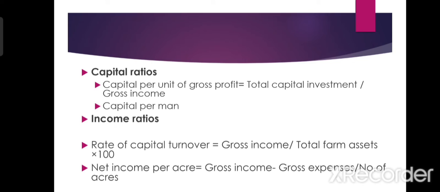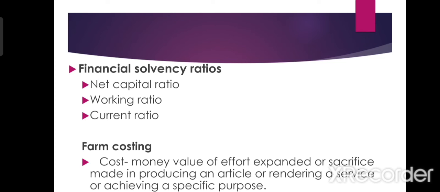Capital ratios. Capital per unit of gross profit equals total capital investment by gross income. Income ratios. Rate of capital turnover equals gross income by total farm assets into 100. Net income per acre equals gross income minus gross expenses by number of acres. Financial solvency ratios: net capital ratio, working ratio, current ratio.